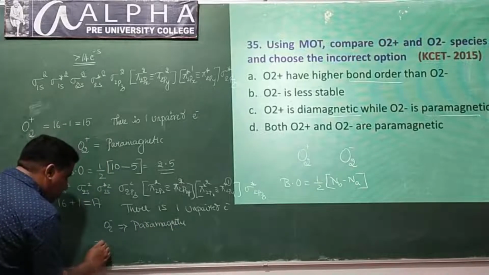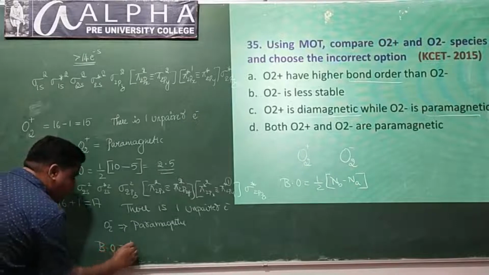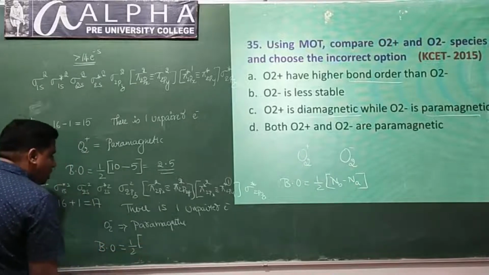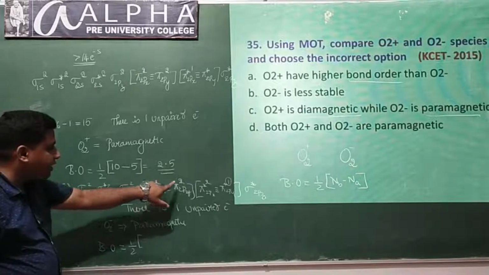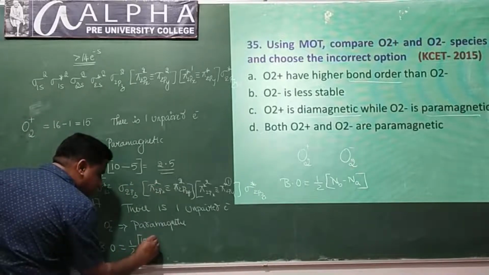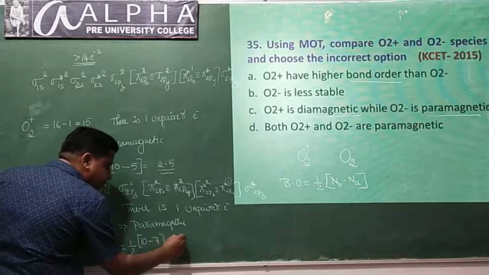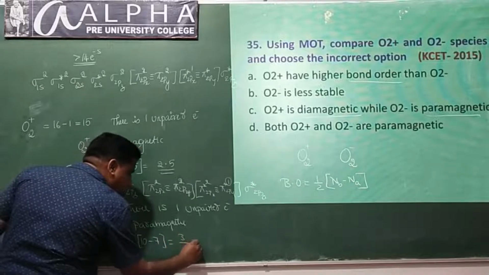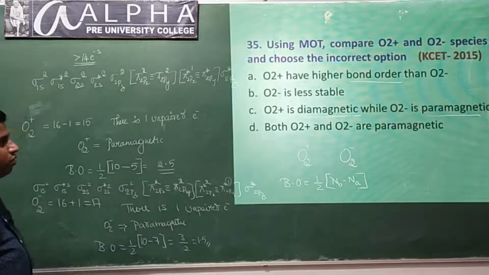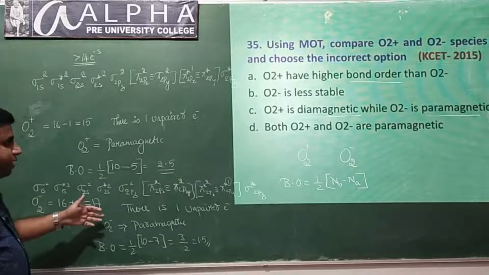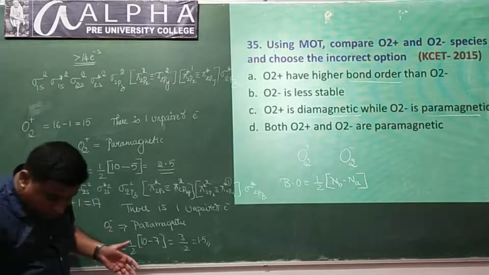Now what will be the bond order? Bond order is equal to half of the number of bonding electrons, 10, minus 7, which is 3. 3 by 2 is 1.5. So we get the bond order to be 1.5. Look here, O2 plus is also paramagnetic, O2 minus is also paramagnetic. So we got the answer, students.